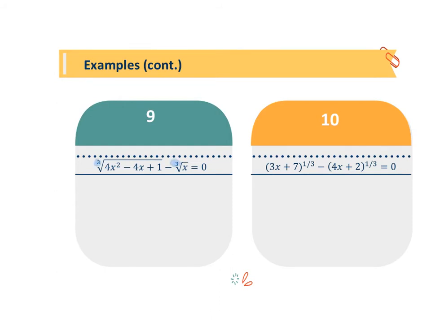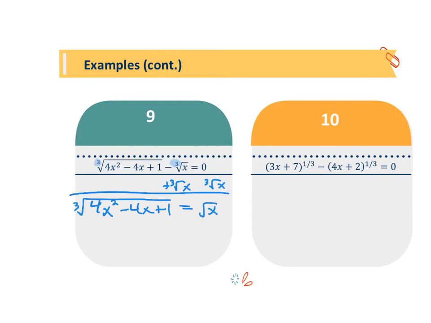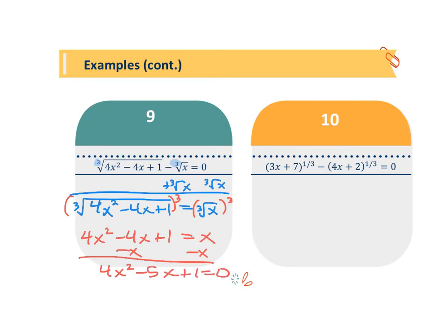So in order to solve this, again, process is the same. We need to isolate the radical. So I'm going to add the square root of x to both sides. I'm sorry, the cubed root of x. So 4x squared minus 4x plus 1 equals the cubed root of x. Now to get rid of that radical, I am going to raise both sides to a power that's equal to the index, which is 3. That causes the radical to disappear. And now I solve what remains. All I need to do is subtract the x. 4x squared minus 5x plus 1 equals 0.